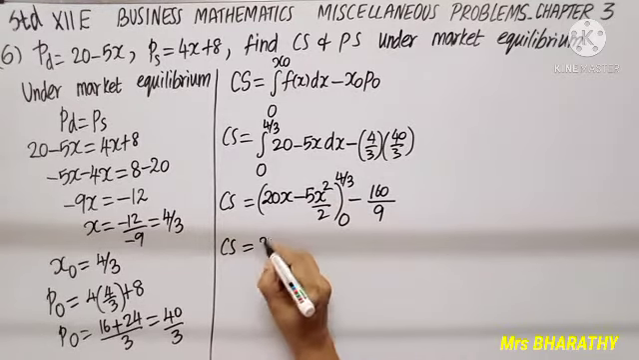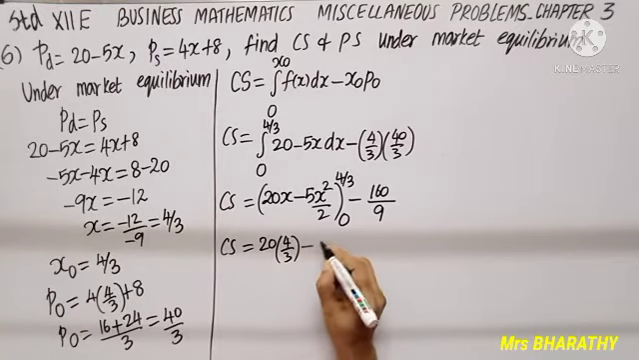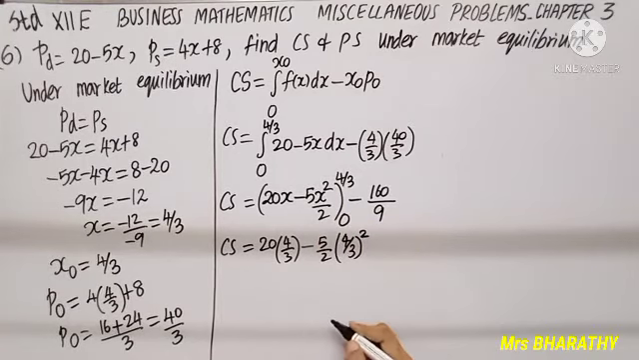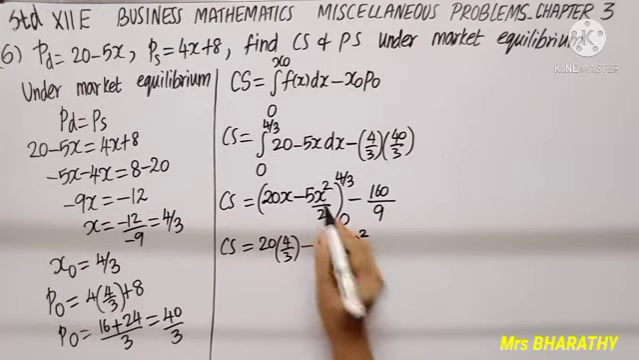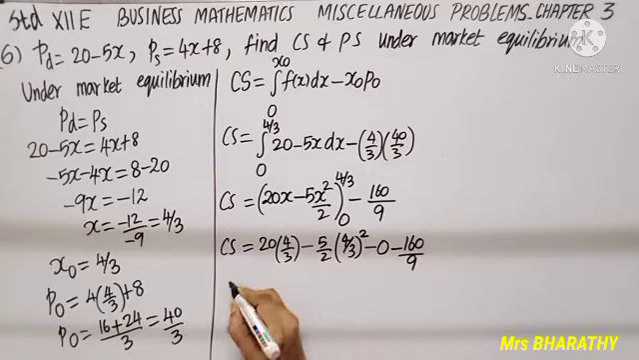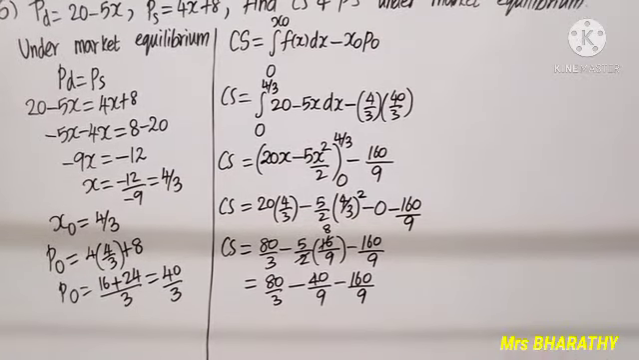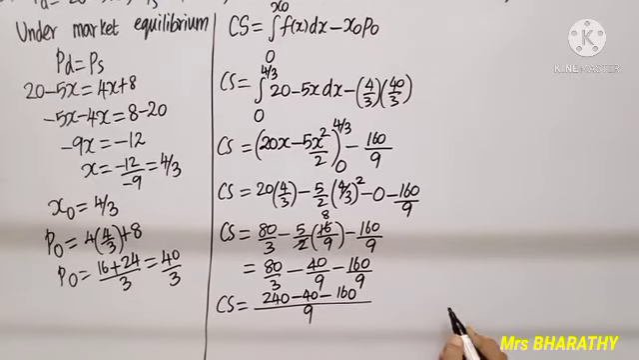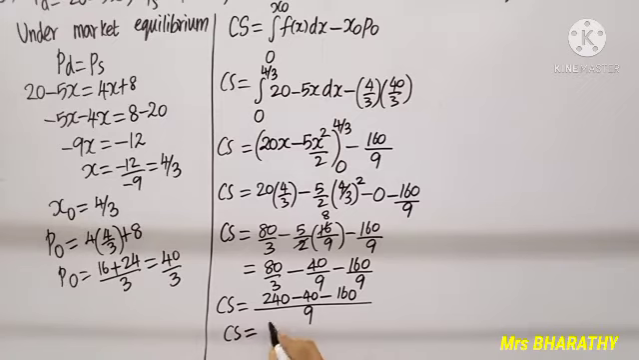As we apply the upper limit, 20 into 4 by 3 minus 5 by 2 into 4 by 3 the whole square. The lower limit gives me only 0 as I put 0 for x, minus 160 by 9. Take LCM and simplify. CS equals, for 3 and 9, 9 is the LCM. 3 into 18, 240 minus 40 minus 160, or we get CS equals 40 by 9 units.